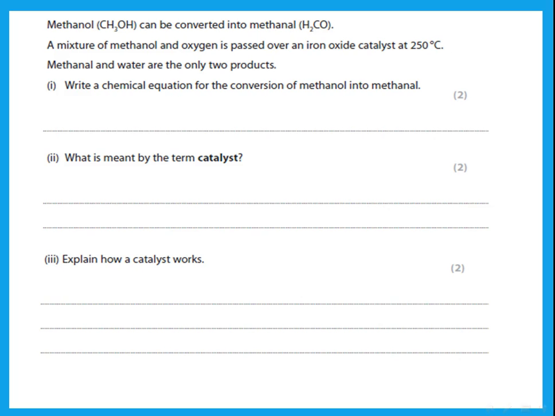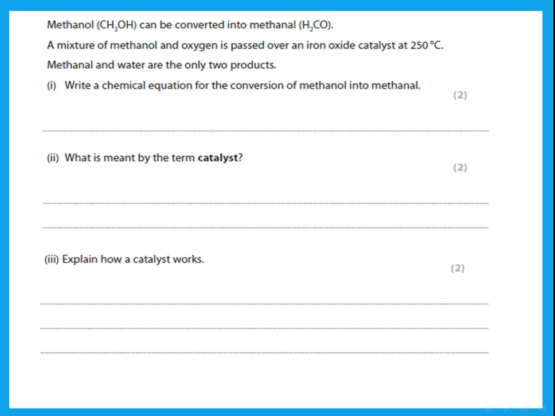Methanol can be converted into methanol. A mixture of methanol and oxygen is passed over an iron oxide catalyst. Methanol and water are the only two products. Write a chemical equation for the conversion of methanol into methanol. So first of all, he's saying I have methanol and he gives you the formula. And he says it's reacting with oxygen. Now he's passing it over a catalyst.